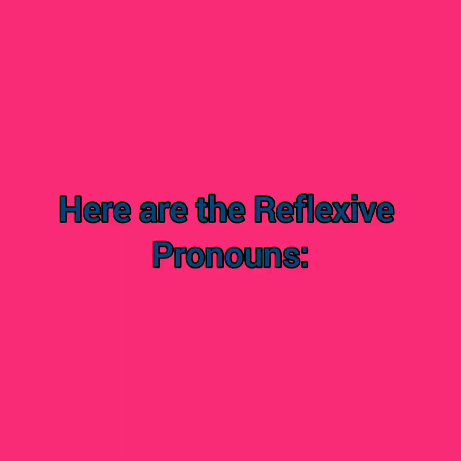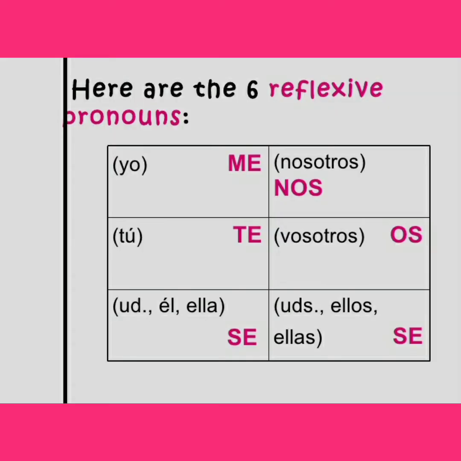Here are the reflexive pronouns. Please note that the subject pronouns yo, tú, usted, él, ella, nosotros, vosotros, ustedes, ellos, and ellas may be used alongside the reflexive pronouns, but the reflexive pronouns must accompany the verb to express reflexive actions. The reflexive pronouns are me, te, se, nos, os, and se. We simply say me, te, se, nos, os, se. Please repeat and memorize the reflexive pronouns.